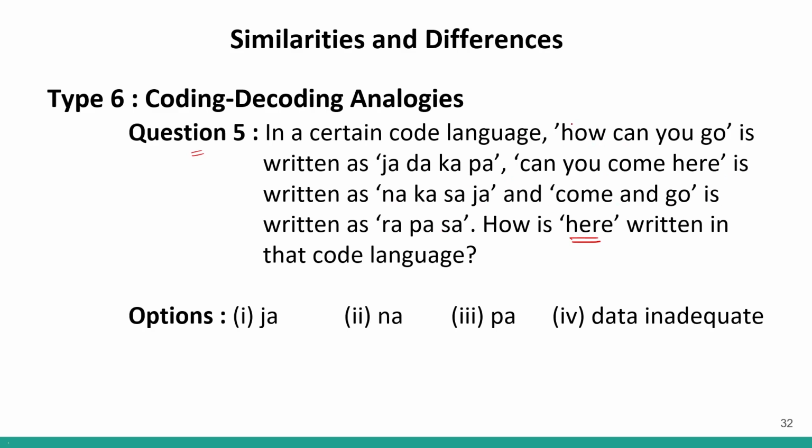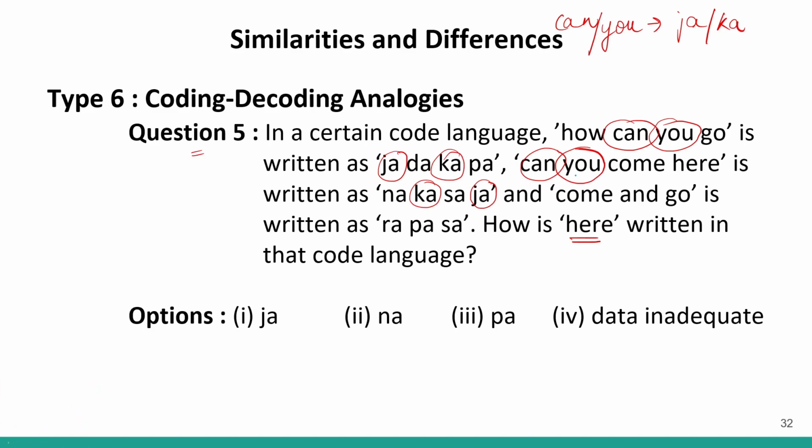Now, how can you go and can you come here? Over here, I can see that you is the only common word. Right? So, when you is the only common word, the code is JDAKPA and NAKASAJA. So, the only common thing I can see is JA. Right? The other common word is also can. So, for can and you, it is JA, JA and KA, K. So, it could be either JA or it could be K. Correct? Let us see for other things.